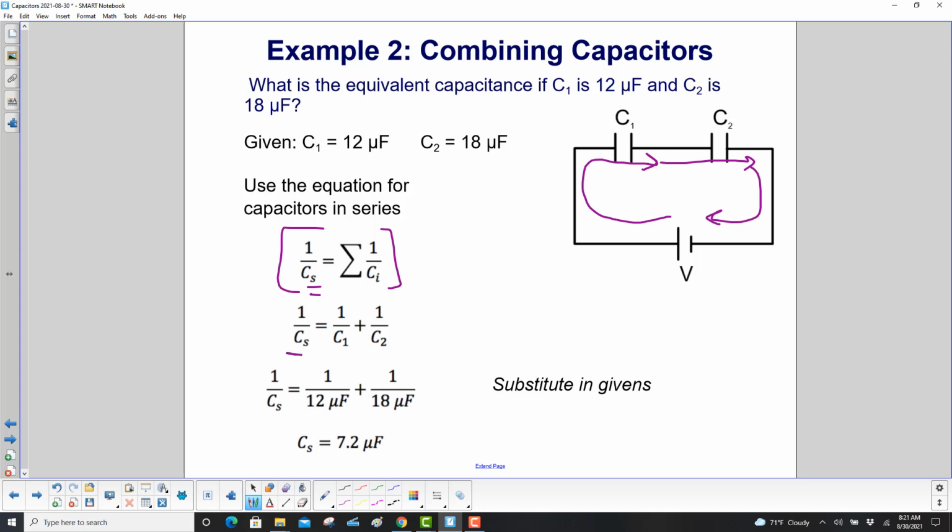So 1 over CS is 1 over C1 plus 1 over C2. We plug in the numbers here, 1 over 12 plus 1 over 18. And when you add them, make sure you flip the answer at the end, because when you just add these together, that gives you the value of 1 over CS. So when you flip it, you get CS is 7.2 microfarads.